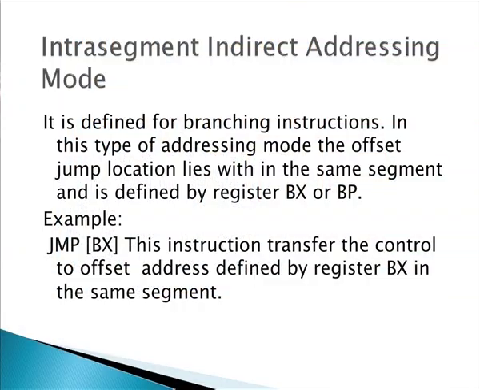Now the another category is intra-segment indirect addressing mode. It is defined again for the branching instruction. In this type of addressing mode, the offset jump location lies within the same segment, but it is defined by some register, say BX or BP. Its example is jump square bracket BX. Now whenever this instruction is encountered, microprocessor will go to the BX, and whatever will be the contents of BX will be treated as a jump offset address, but it will be within the same segment. The segment will not change.